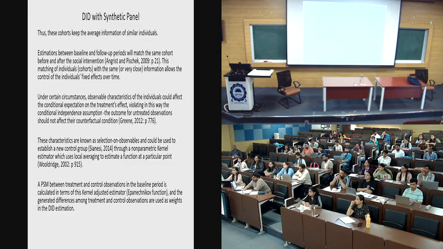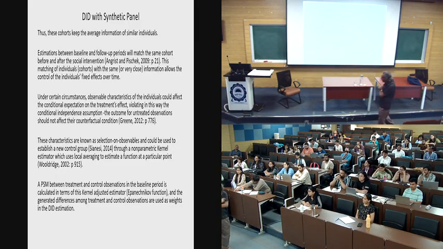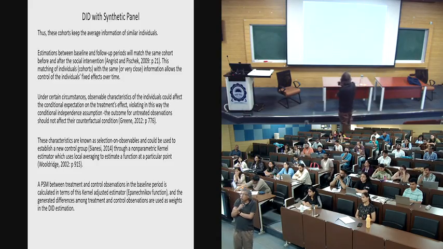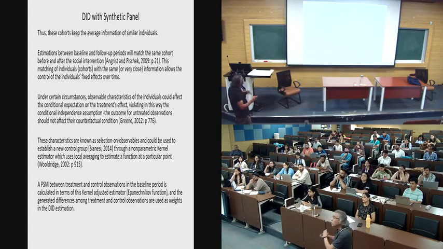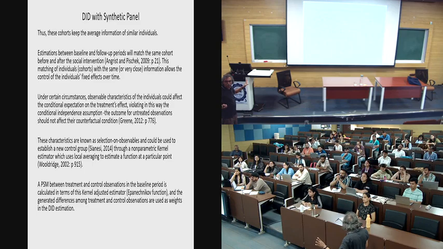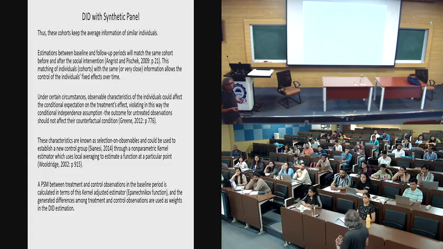happen? The outcome of the untreated observation should not affect their counterfactual condition, right? So there is a group of people who did not get the treatment, but the outcome of those individuals cannot affect, or should not affect, their counterfactuals. These characteristics, again, in some way, are known as selection, not sample selection, but selection on observables, because I have these as observed characteristics of those individuals who are forming the group of K.